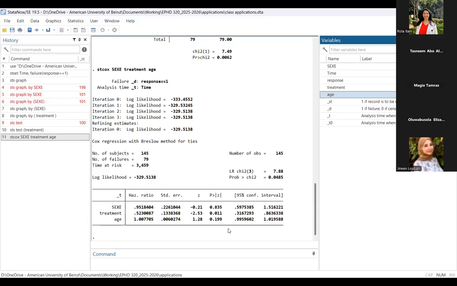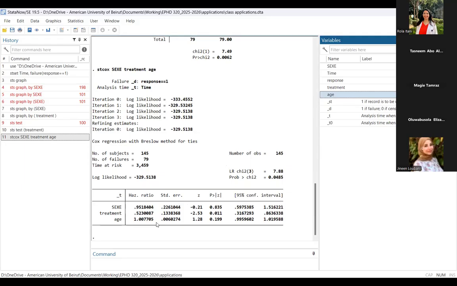The other two are not statistically significant. Near the age as continuous, although it looks like an increase of one year of age is associated with an increase in the hazard because it's 1.00, this is not statistically significantly different. The model is significant, and that's it.